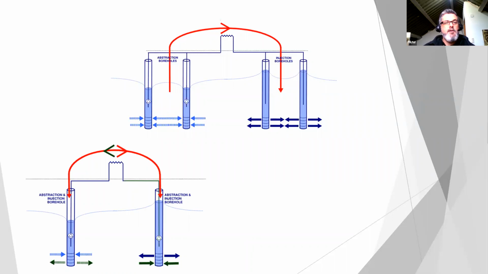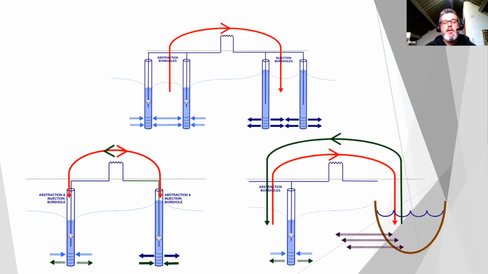We could have a reversible system, probably less common, but this is one where each borehole can be an abstraction and injection borehole. Often these reversible systems are used in aquathermal energy storage, ATES systems. And finally, and this one's becoming increasingly popular recently, we've got one where the open loop system couples groundwater to surface water, either a lake, river, or the ocean. As I say, this is becoming increasingly popular, and that poses some really interesting issues for us as modelers, how to assess that.